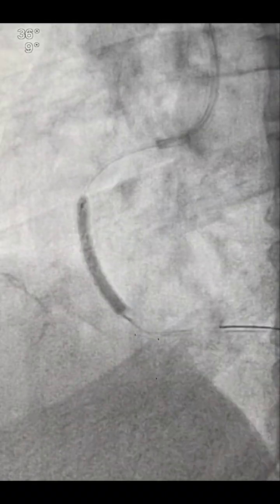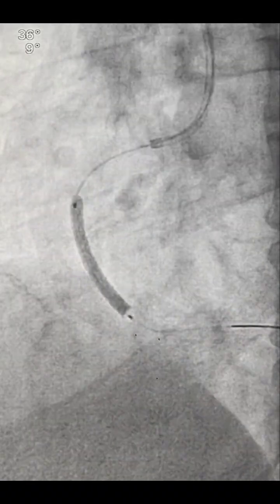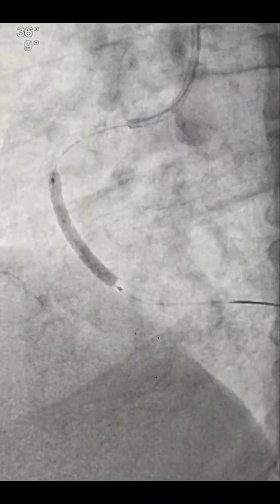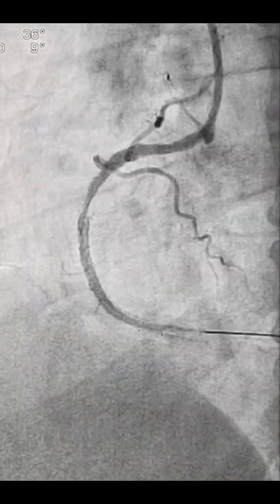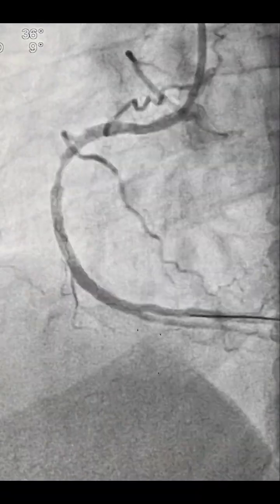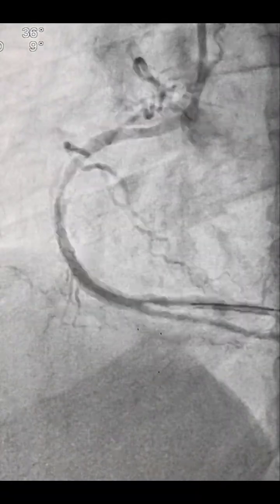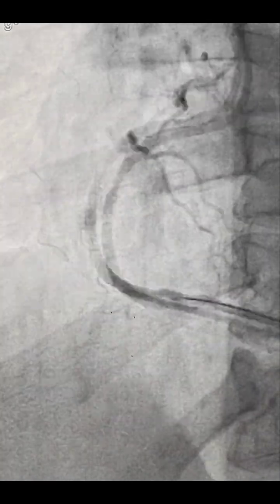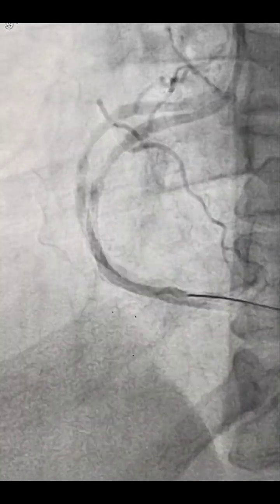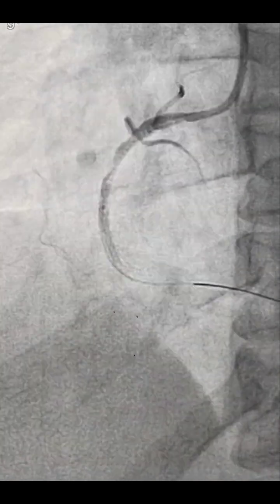And this is the stent inflation at around 14 atmospheric pressure. RBP was 16, nominal was 8. After inflation of the stent, it seems that there is under-expansion of the stent, so we did the NC afterwards. And this was the proximal RCA stent which we overlapped.